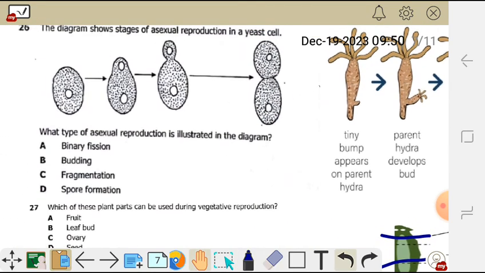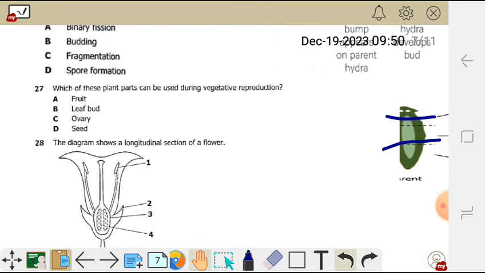And then from there, spore formation is simply forming a spore. In spore formation, we are forming spores. So the correct answer here is binary fission. This is binary fission.